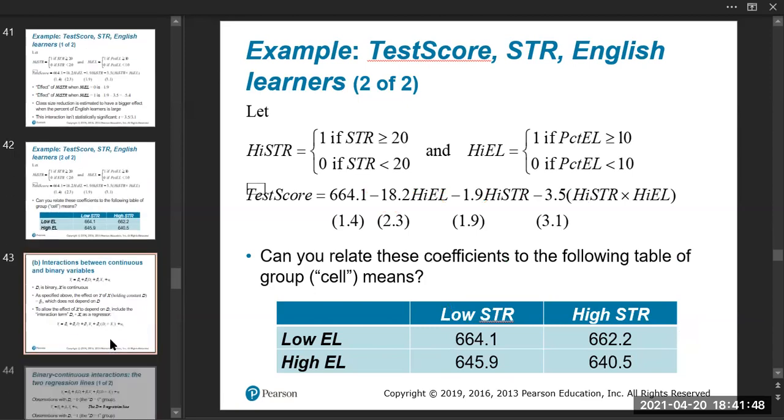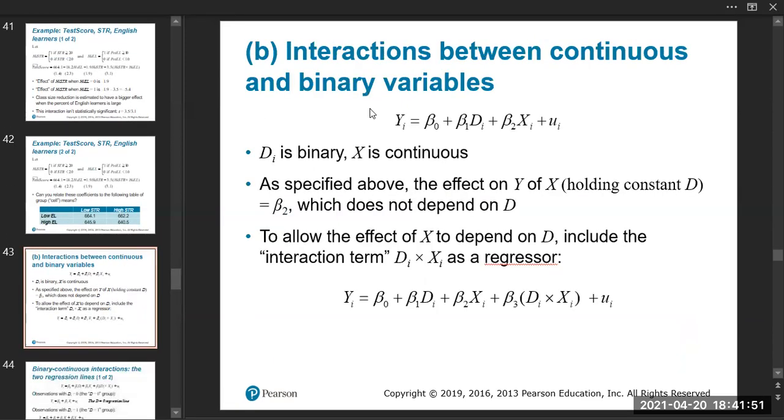Okay, so let's move on to our second case, interactions between continuous variables and binary variable. So now we have a D and an X. In this case, D is binary, X is continuous. As specified above, the effect of X on Y holding D constant equals beta 2, we want this beta 2 to depend on X. So we allow the effect of X to depend on D. So we include the interaction term D times X as a regressor.